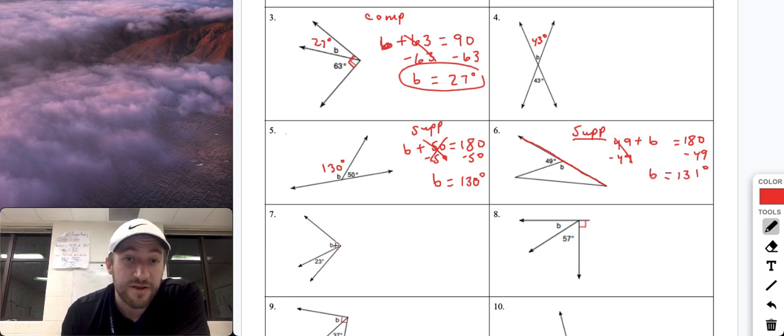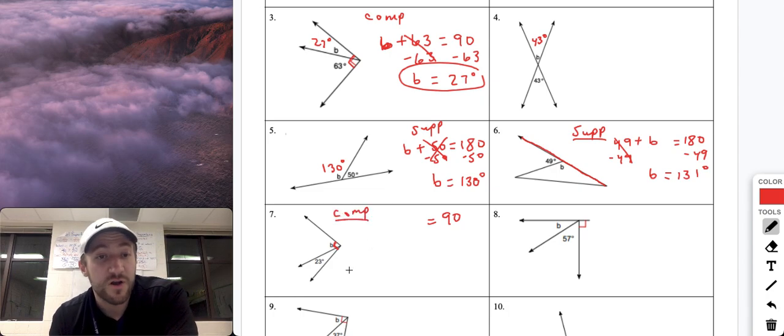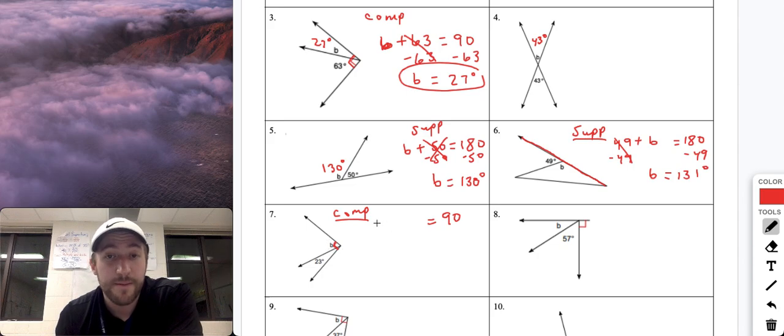So this is a right angle. I know because I had that little red box. So if we have a right angle that we're dealing with, those are complementary angles, and they should equal 90 degrees. Complementary. So let's go and add those up. 23 plus b is equal to 90. When I add those two together, they should give me 90 degrees.